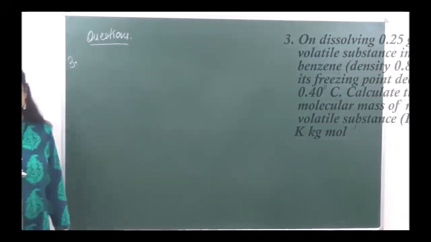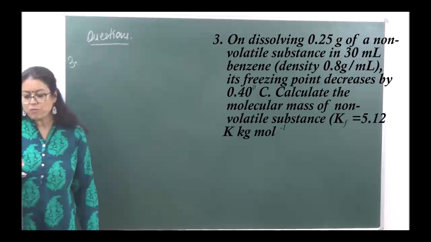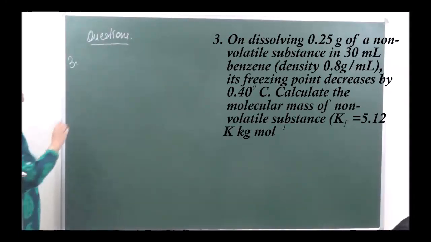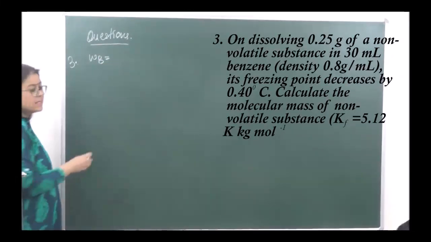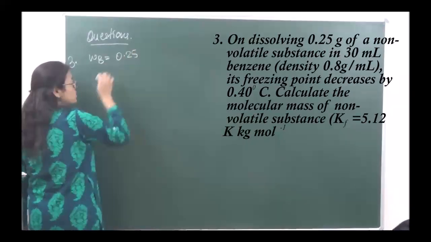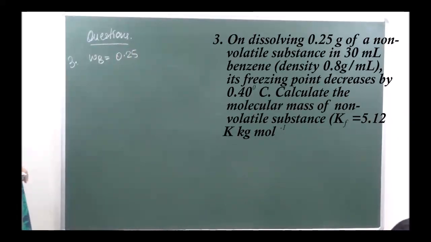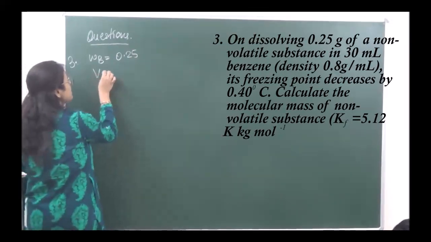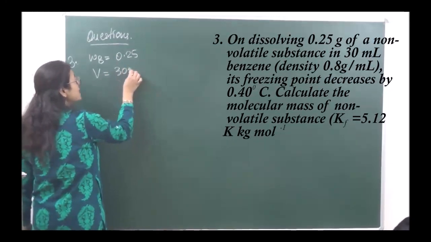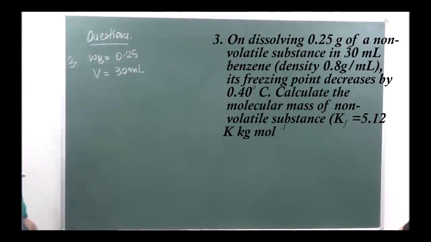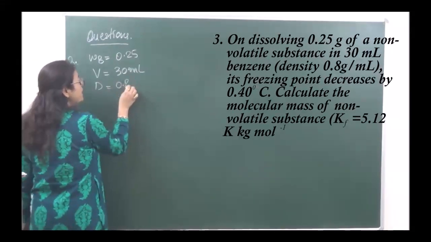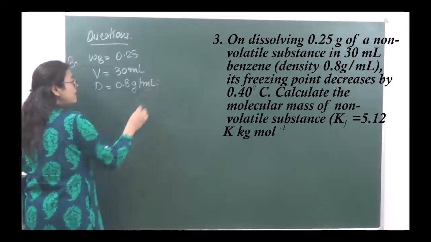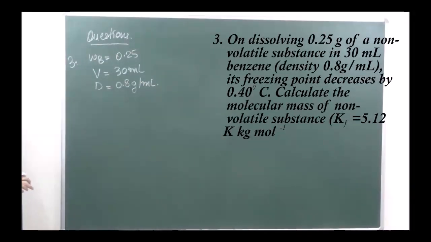What is question number 3? On dissolving 0.25 grams of a non-volatile substance. Now, Wb given to us over here is 0.25 grams of a non-volatile substance in 30 ml of benzene. Now, in this case, the volume of benzene is given to us as 30 ml, right? And the density of benzene is also given to us as 0.8 grams per ml, right? So we will have to calculate what? Wa.